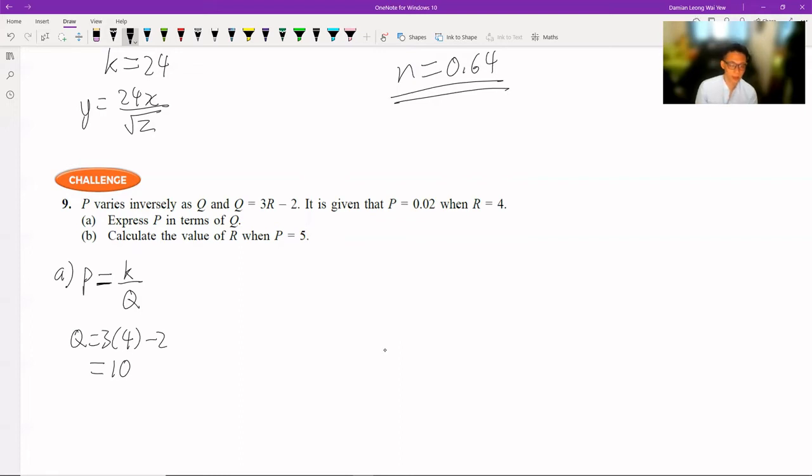So using these two values, I substitute inside to find K. So 0.02 equals K over 10. Divide, opposite is times. So 0.02 times 10 equals K. K will be 0.2. Means P equals 0.2 over Q. Okay, if you put in fraction, then it's 1 over 5.